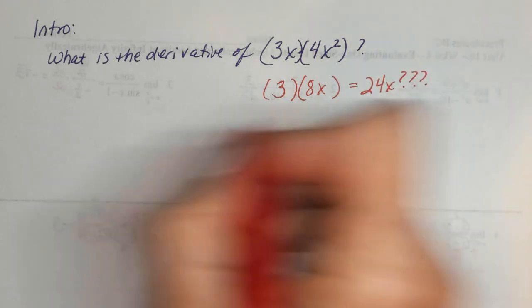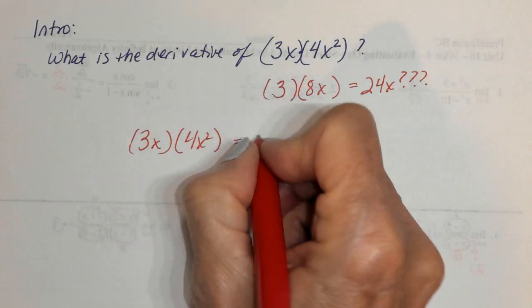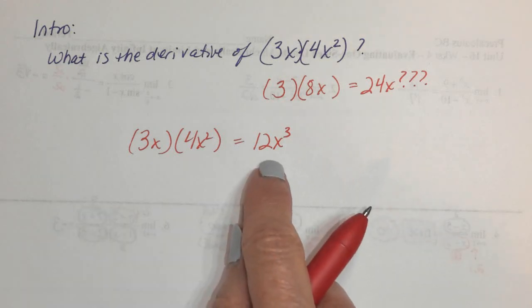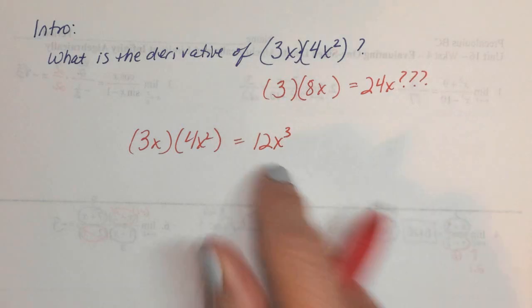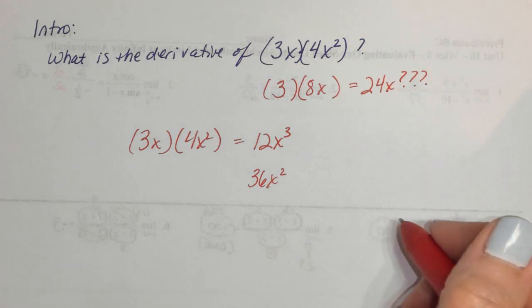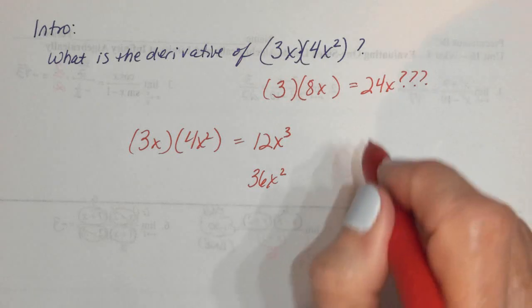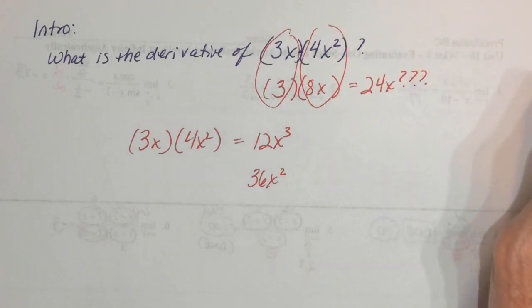Well, I know that 3x times 4x squared is equal to 12x cubed. I know that that is true, right? So what is the derivative of 12x cubed? Is the derivative of 12x cubed 24x? Absolutely not. The derivative of 12x cubed is 36x squared, not 24x. So hopefully this shows you that you cannot just take the derivative of each piece and multiply them together.